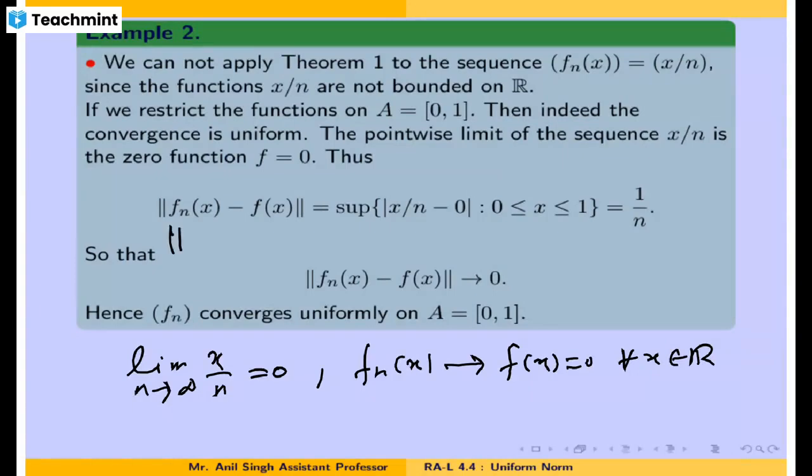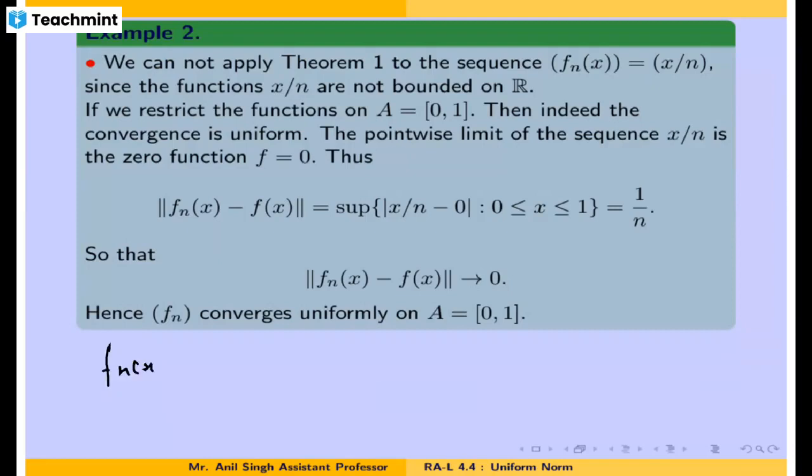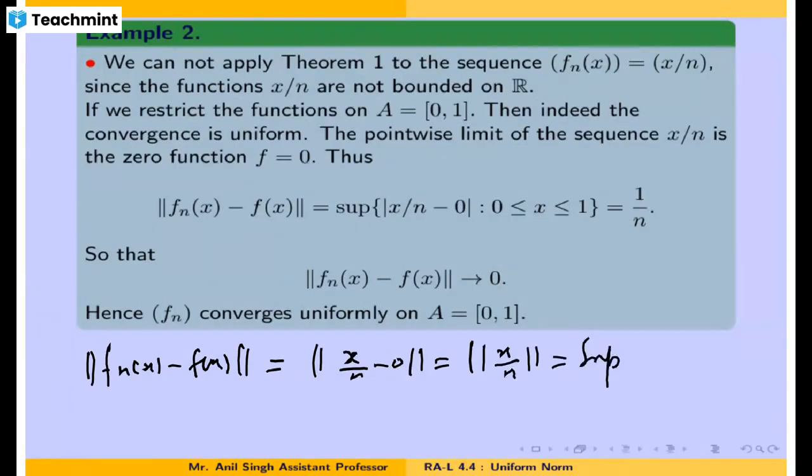But theorem ke according kya, you have to calculate the norm of f_n minus f. What is f_n? We have f_n(x) minus f(x). इसका नॉर्म मुझे फाइंड करना है, तो पहले तो f_n को सब्स्टिट्यूट करो. f_n है x upon n minus 0. It has to be the norm of x upon n, and by definition it has to be the supremum of x upon n, where x is a real number. ठीक है, and you see that इसका supremum infinity आएगा.